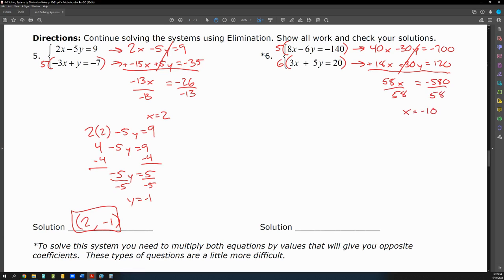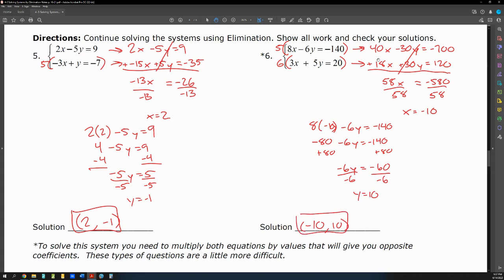Now I'm going to plug this back into one of the original equations. I'm going to plug it into the top one. So 8 times negative 10 minus 6y is equal to negative 140. 8 times negative 10 is negative 80. Minus 6y equals negative 140. Adding 80 to both sides, we get negative 6y is equal to negative 60. And then dividing both sides by negative 6, we get y is equal to positive 10. So our solution as an ordered pair is negative 10, 10.